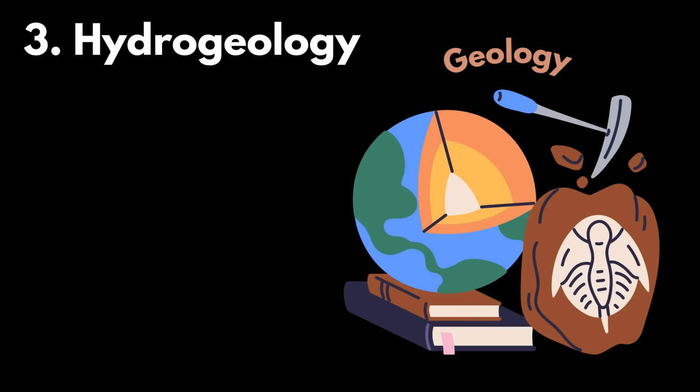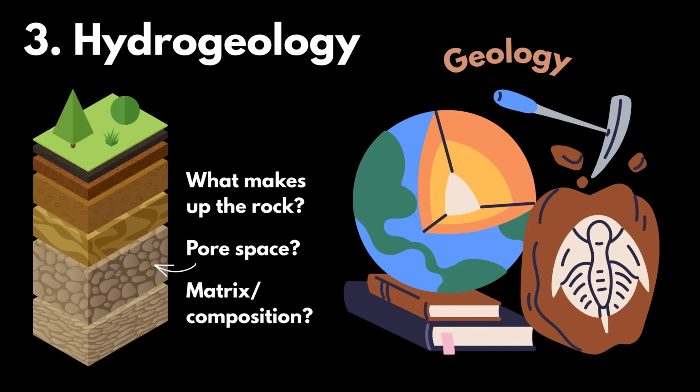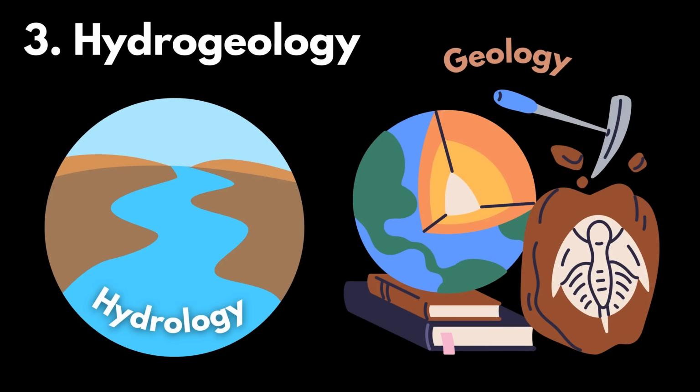Hydrogeology. So hydrogeology is when you take a combination of geology, so common things like stratigraphy, where you're looking at what makes up the rock, what kind of pore space is there, what kind of matrix is there, so what things are making up the rock, and then understanding how water flows through that and how water can affect those different units. And then the last one, biogeochemical cycling.